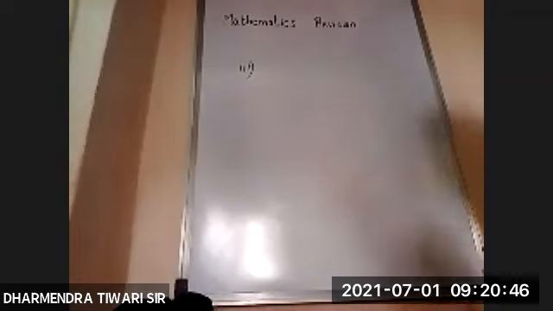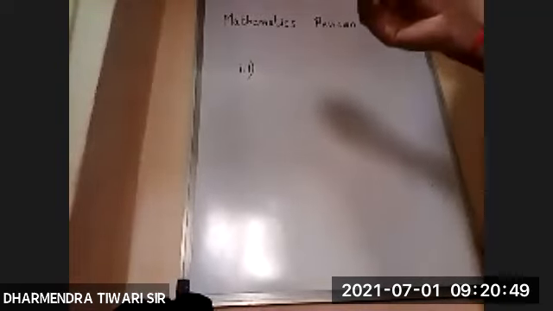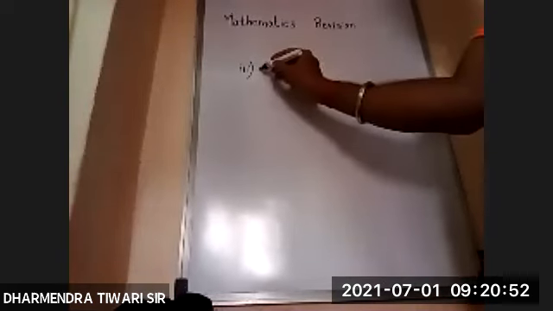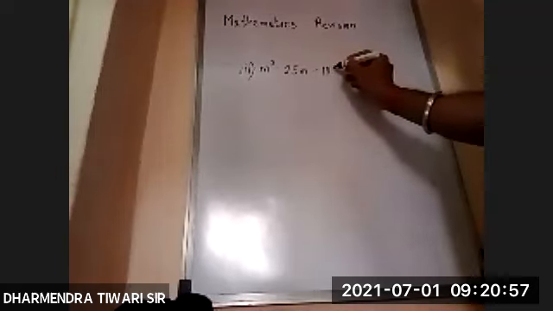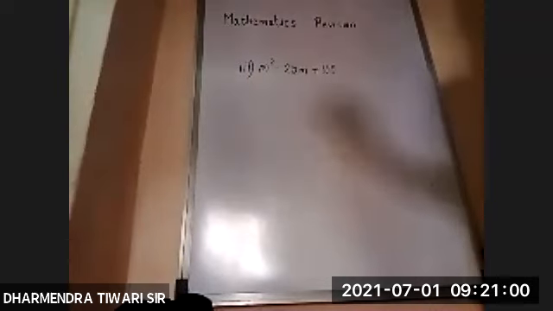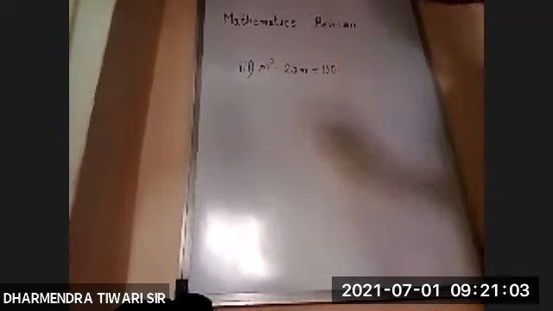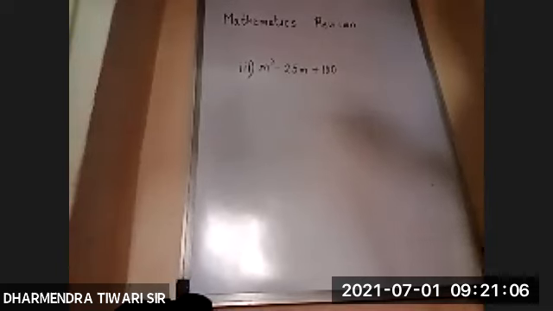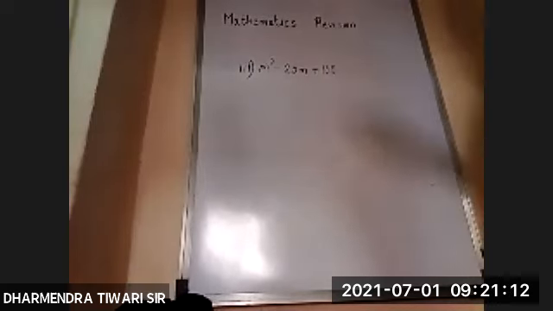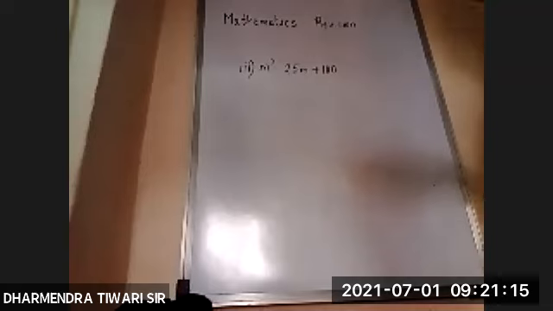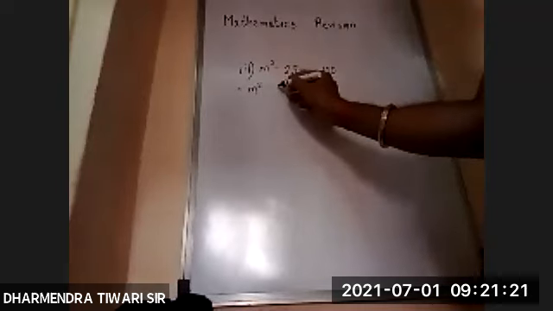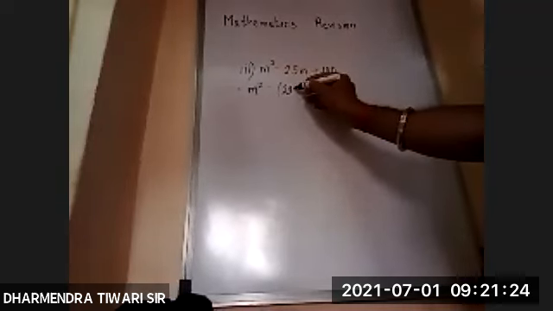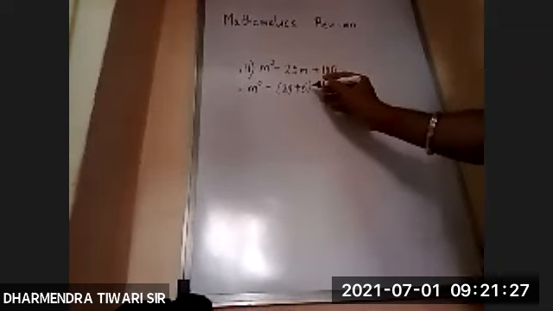So now we are doing m square minus 25m plus 100. One of the easiest problems. Only execution: we have to search for the pair which gives us 100 after multiplication and 25 after sum. Yes, anyone? 20 and 5. Yeah, absolutely correct. So this is nothing but m square minus 20 plus 5.